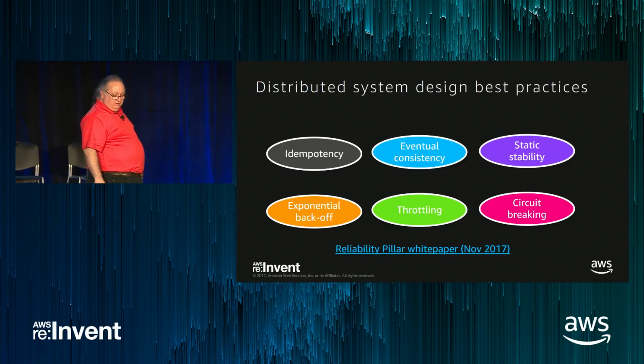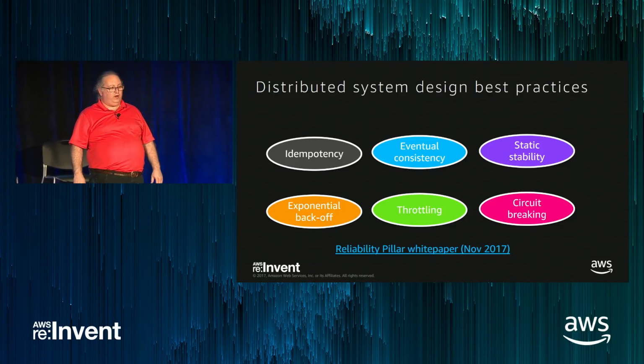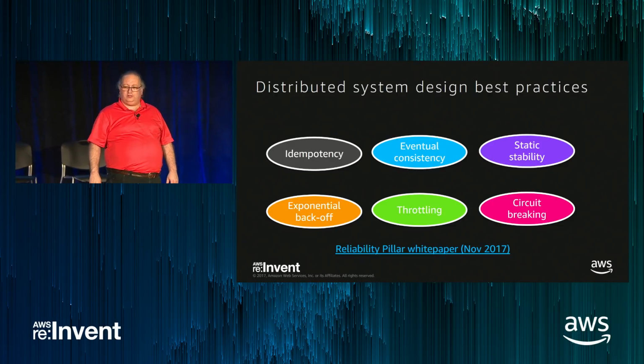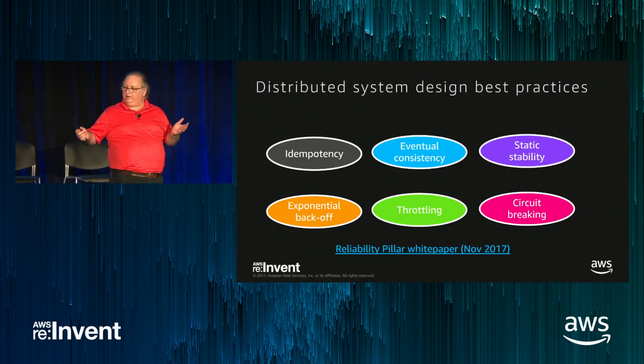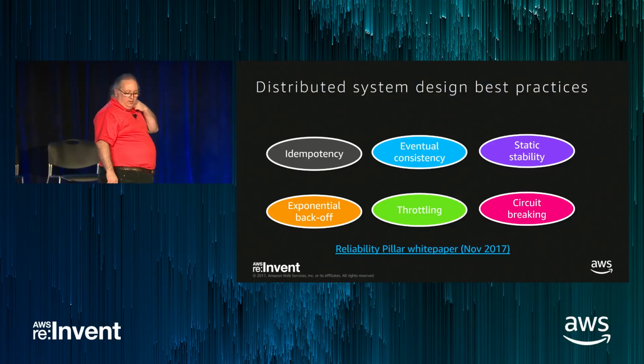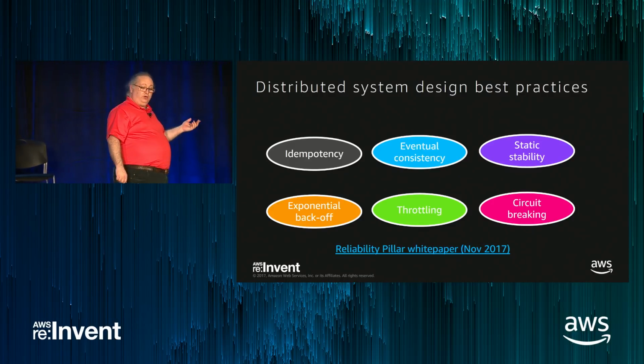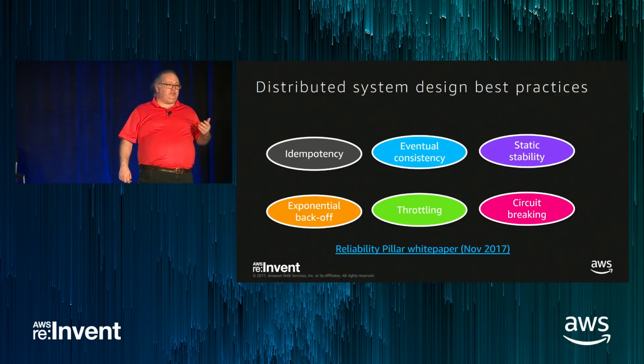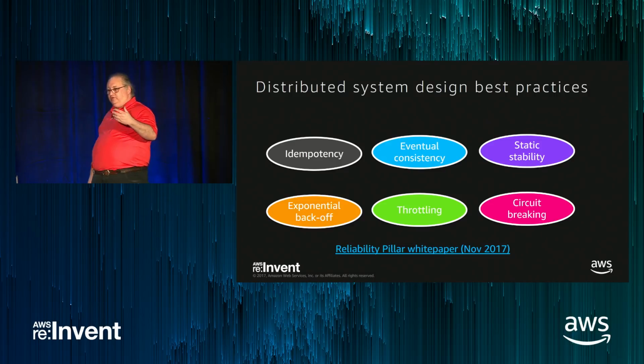Static stability is another way of saying, as I said before, if I lose a region, the other region should operate the same way. So it should be stable from the point of view of the code, which means they all have the same code, they're all running the same way. Exponential backoff is part of the coding. This is how you do try again, right?